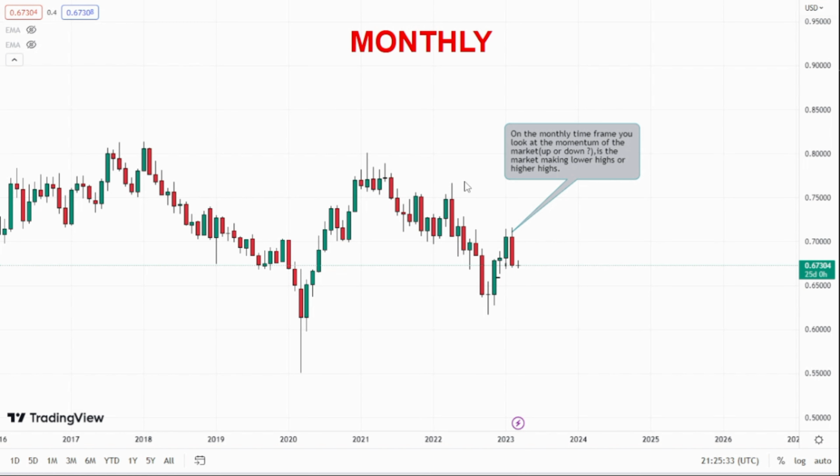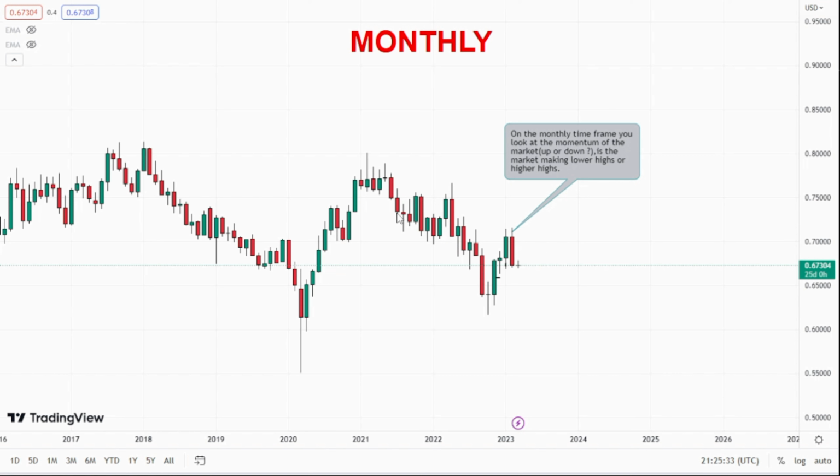How you can determine the momentum of the market is by asking yourself, is the market making lower highs or is it making higher highs? So you can see here we've got a lower high, we've got another lower high here, and price is potentially making a lower high here because we have got this engulfing candlestick and it has respected the psychological level 0.700.